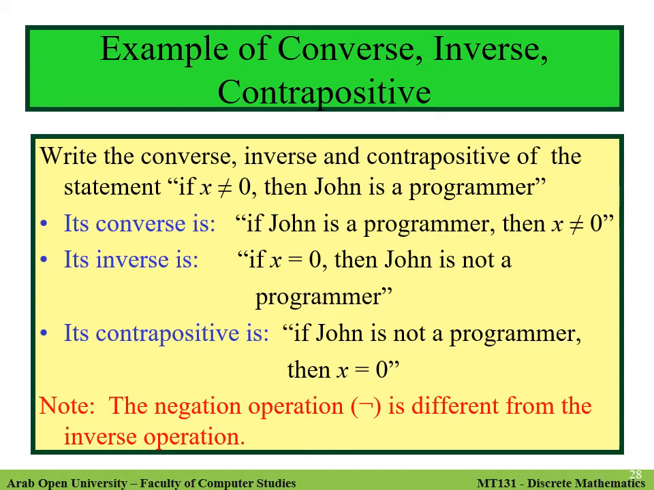And here is an important note, in that the negation operator is different from the inverse. The way to write the inverse for P implies Q is not P implies not Q. Not P implies not Q is the inverse of P implies Q. This is not the negation. We will see how to write the negation for the implication, but the operation not P implies not Q does not give you the inverse of... rather, not P implies not Q is the inverse. It's not the same thing as the negation. We will see the negation after a few slides, how to write the negation of P implies Q.